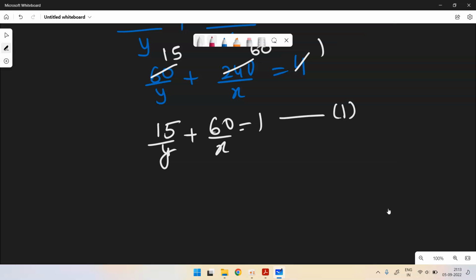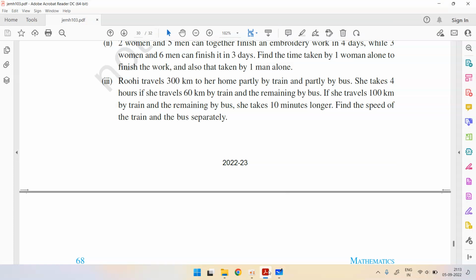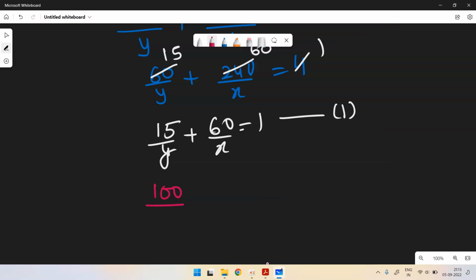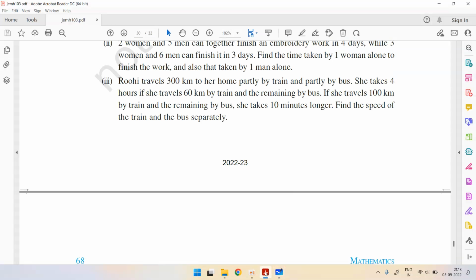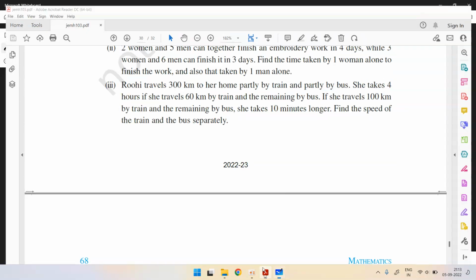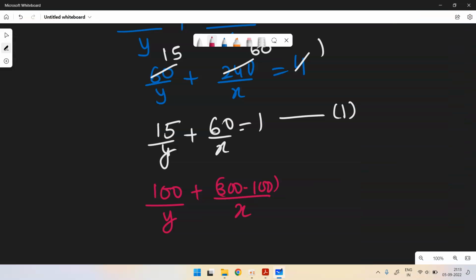Now I will calculate the second equation. Second equation: if she travels 100 km by train, the time will be 100 by y, and the remaining distance by bus, where the speed of bus is x, and she takes 10 minutes longer. How? Earlier she was taking 4 hours, so this time is 4 plus 10 minutes. 10 minutes needs to be written in hours, so the hours is 10 by 60.